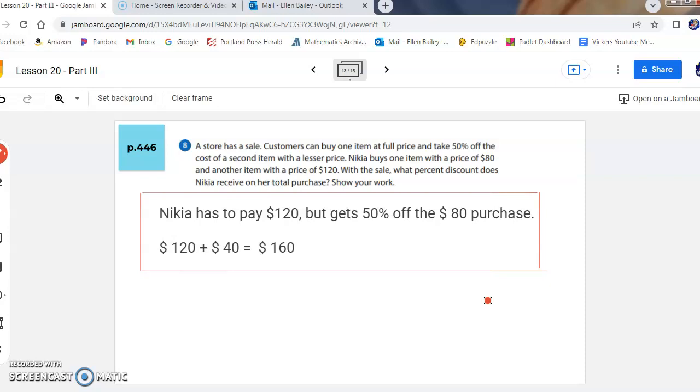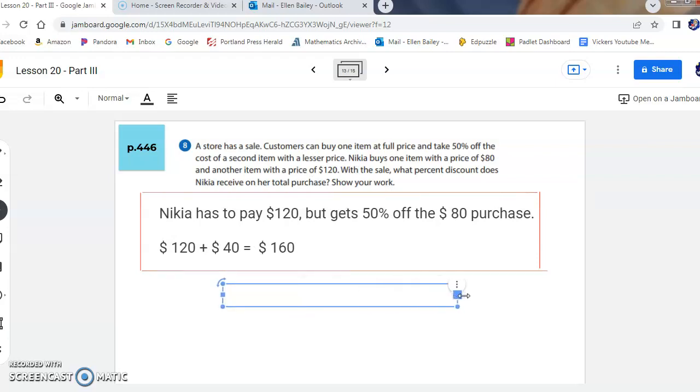All right, so I want to be clear about the percent discount and how we'll determine that in just a minute. But let's get this beginning part. So Nakia has to pay $120, but she gets 50% off the $80 purchase. Right, so then that's $40. So she pays $160. Okay, now here's the thing. That's not what it's asking us. It says, what's the percent discount on her total purchase?